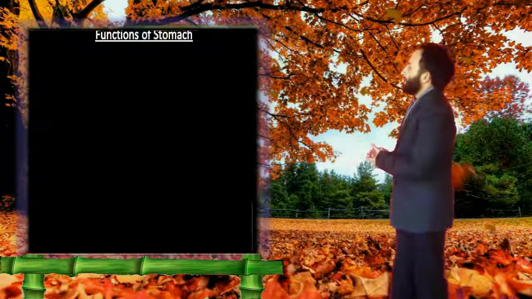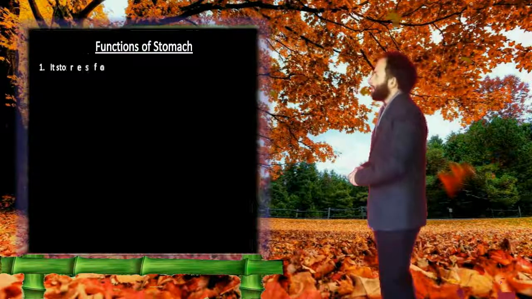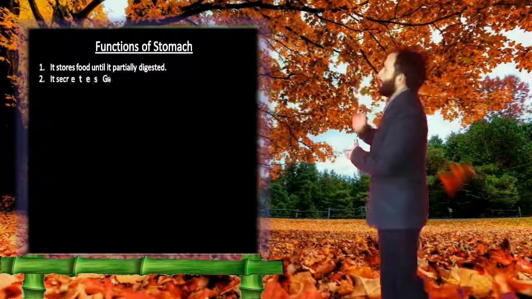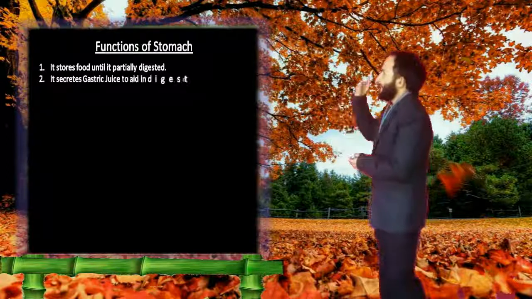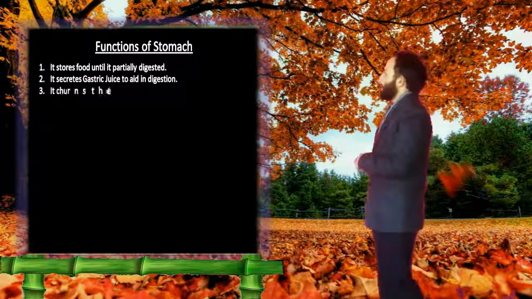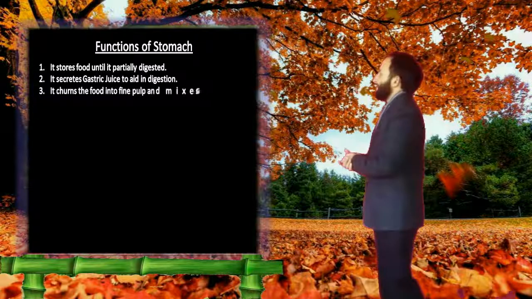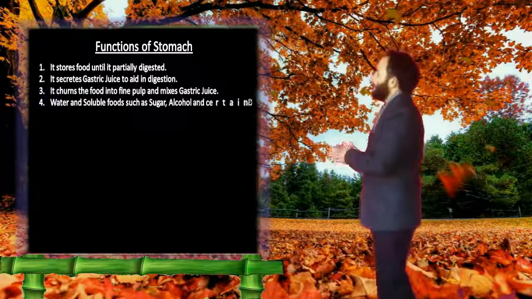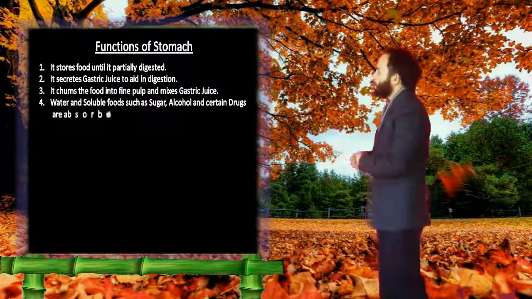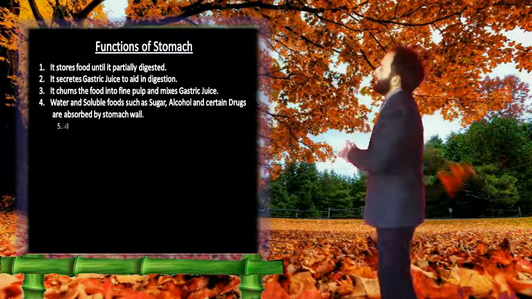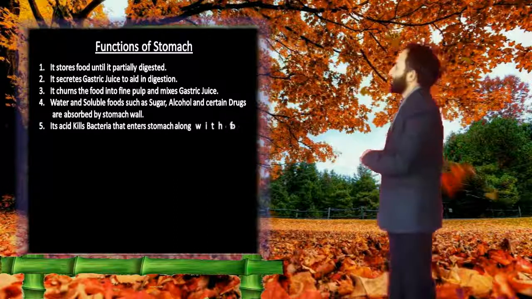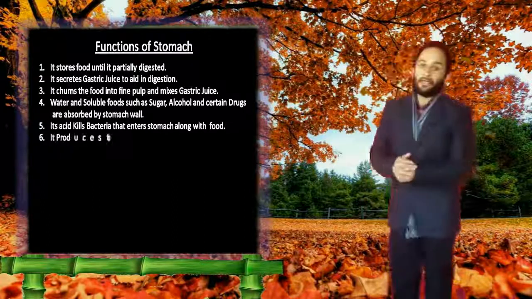Now, we summarize its functions. It stores food until it is partially digested. Number two, it secretes gastric juice to aid in digestion. It churns the food into a fine pulp and mixes gastric juice. Water and soluble foods such as sugar, alcohol, and certain drugs are absorbed by the stomach wall.